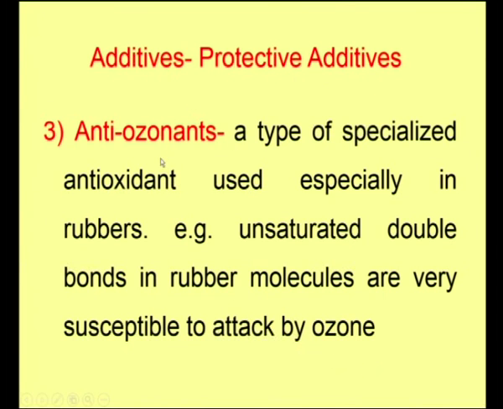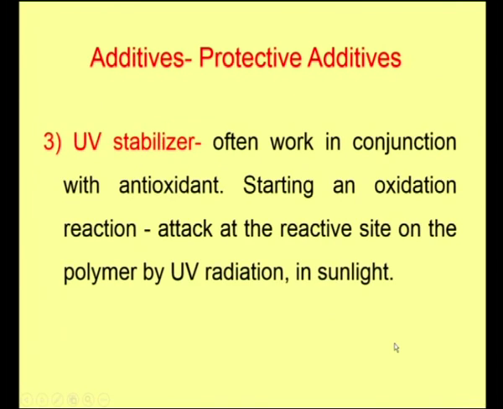The next protective additive is anti-ozonants. These anti-ozonants are a type of specialized antioxidant that are used especially in rubbers. For example, unsaturated double bonds in rubber molecules are very susceptible to attack by ozone. So, anti-ozonant is an important additive in the rubber industry, particularly for tires.